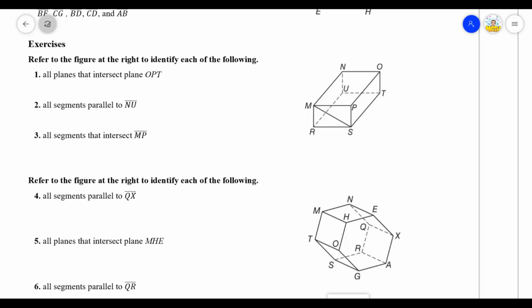The first question draws our attention to plane OPT, which is over here. It's the right-hand side of the shoebox, if this were a shoebox. Let me keep P open there so we can see the letter P. That's plane OPT. All planes that intersect it, I'll draw them in blue. Here's the first one. We could talk about plane MNO, or you could use the letter P to represent that. It's one plane that would intersect it. Over here, we'll call this RPS. That's going to intersect it.